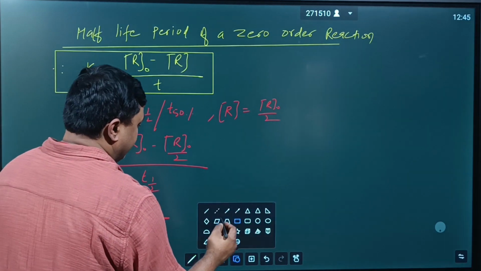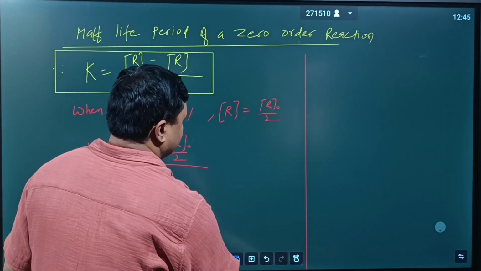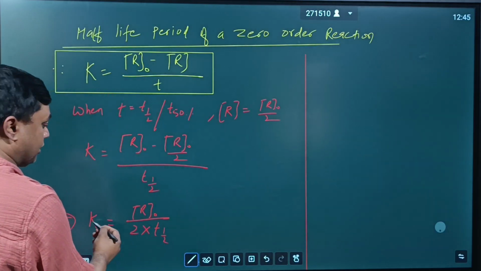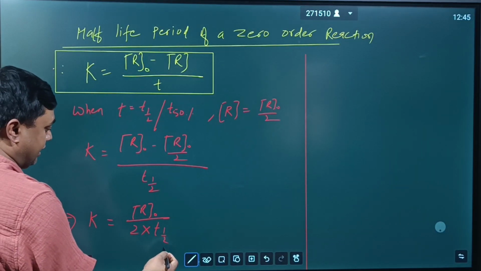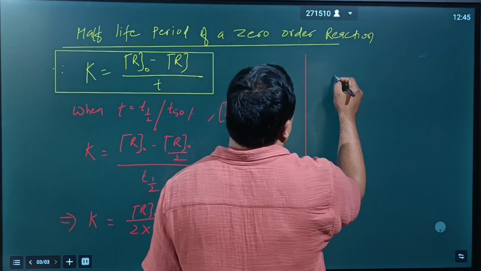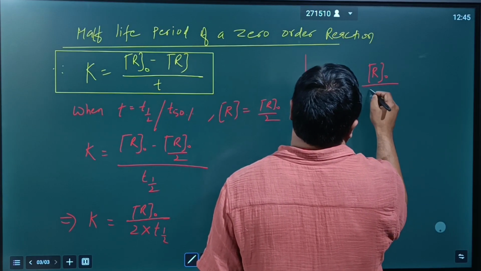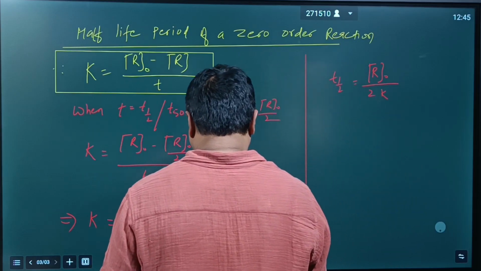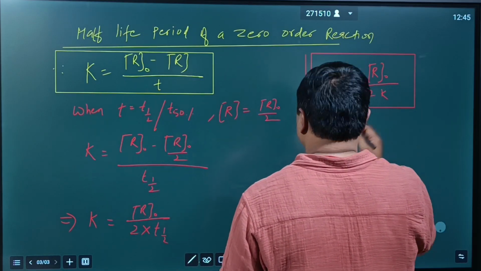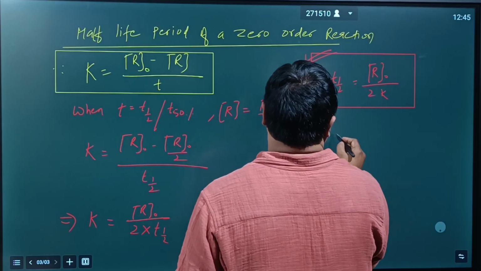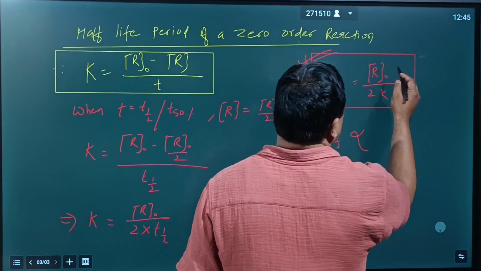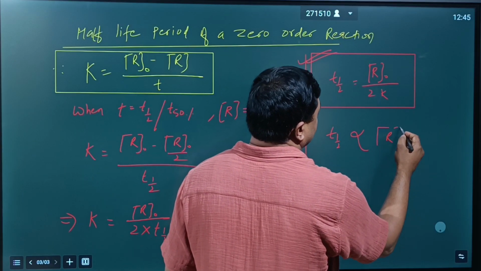So from here we can write, T half you move to the left hand side, K you move to the right hand side. So we can write T half is equal to R naught divided by 2K. This is the derivation for T half for zero order reaction. What we have to remember is that T half is directly proportional to the initial concentration.